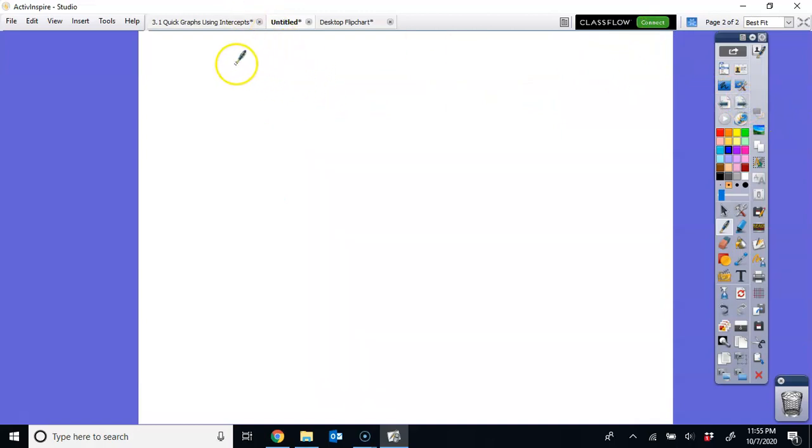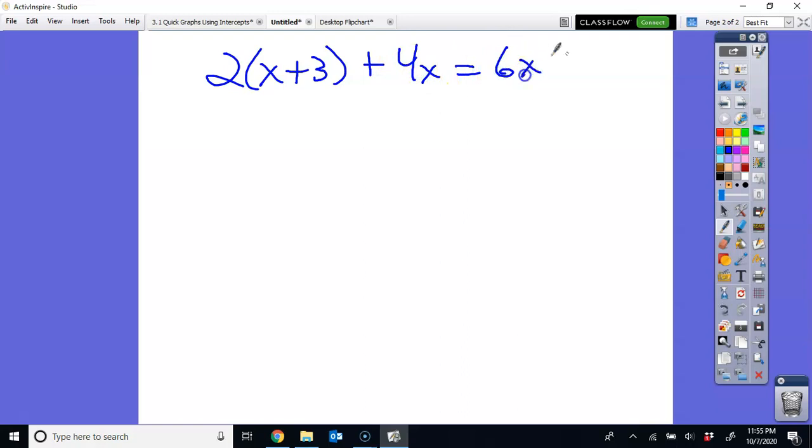Let's say you have something like 2 times x plus 3 plus 4x equals 6x minus 7. And I just made this one up, but this is the kind of thing that you're going to have to do. Let's go with 8x here. This is the thing you're going to have to do when you have to make your little Flipgrid video and you have to make your own equation and solve it. You've got to have all these types of things, distributing or collecting like terms, variables on both sides.